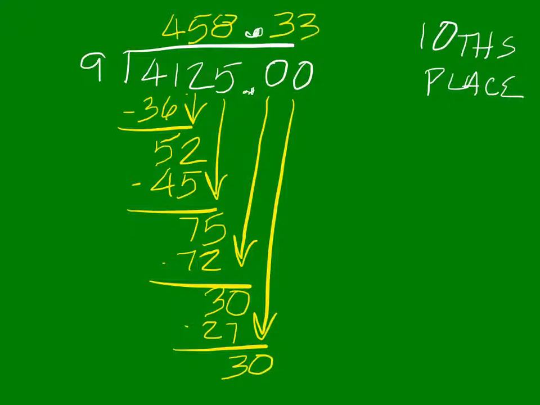We're rounding to the tenths place. What number is currently in the tenths place? A 3. By looking at this number, do I have to keep this the same or round it up? Keep it the same. So 458.3.